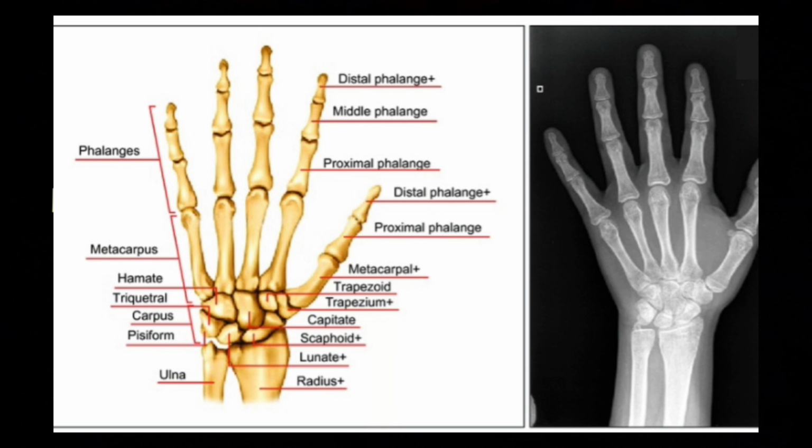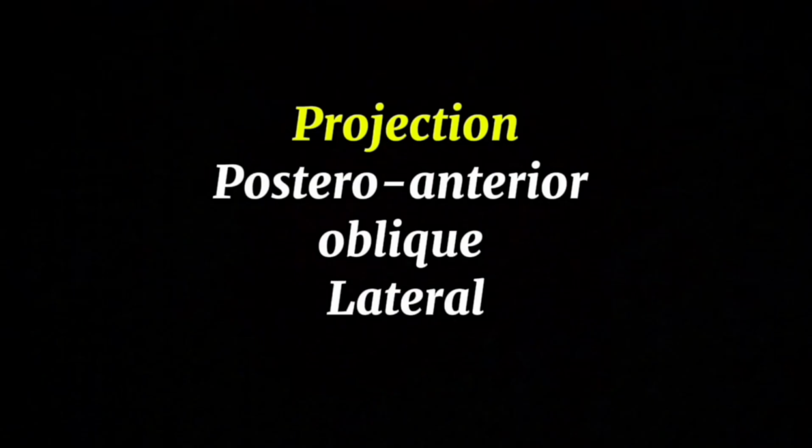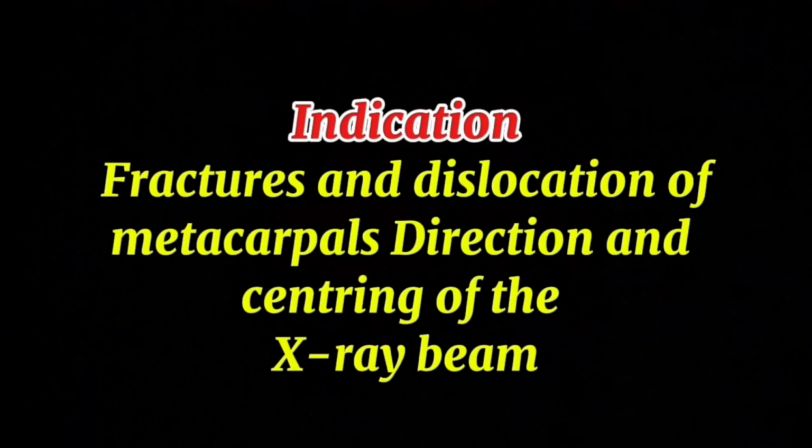About the topic of hand in the upper limbs. Now we will discuss the anatomy of the hand. Phalanges: distal phalange, middle phalange, proximal phalange. Distal phalange, proximal phalange, metacarpus. Hamate, triquetral, carpus, pisiform, ulna and metacarpal, trapezoid, trapezium, capitate, scaphoid, lunate, radius. Views of the hand: PA, oblique and lateral.